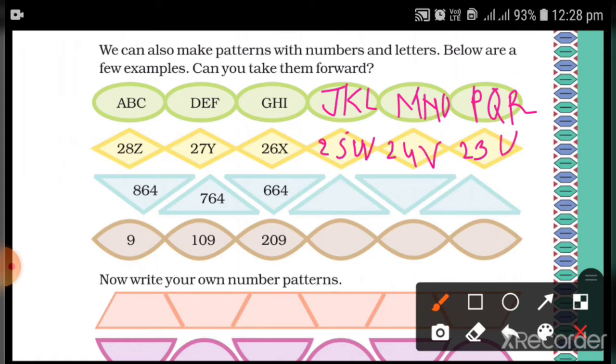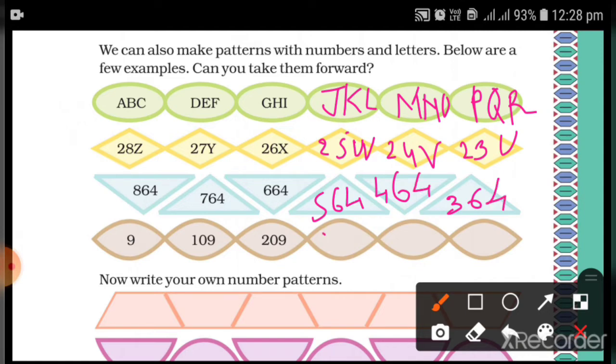Next is 86, 76, 66. So here, subtract 66 by 10. So you will get 56. 56 minus 10, 46. 46 minus 10, 36.